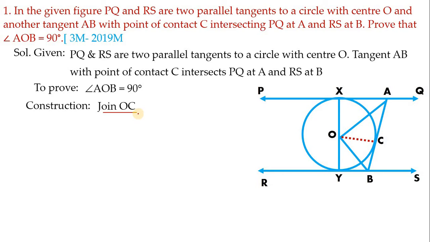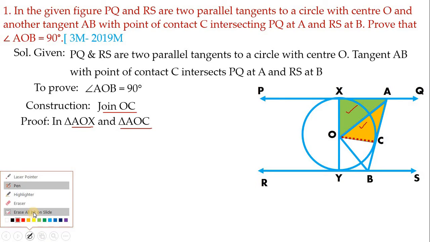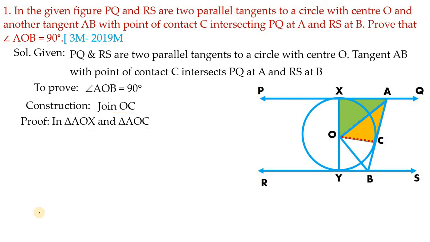Next, let us move on to the proof part, children. Here, first we have to compare triangle AOX and AOC and show these two triangles are congruent. So look at the figure, which triangles we want to show as congruent, identify those triangles. See the triangle which I shaded in green color and the triangle which I shaded in orange color. Compare these two triangles and show these two are congruent. Here we can show these two triangles are congruent in a very simple way.